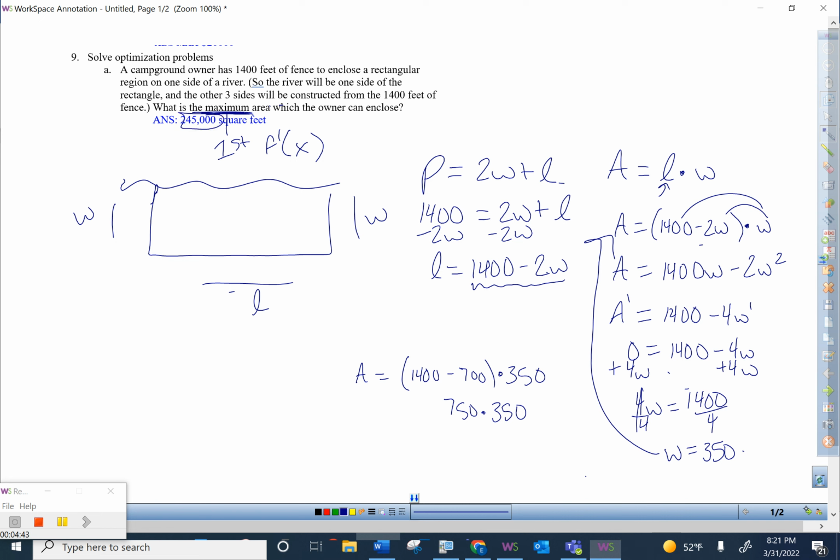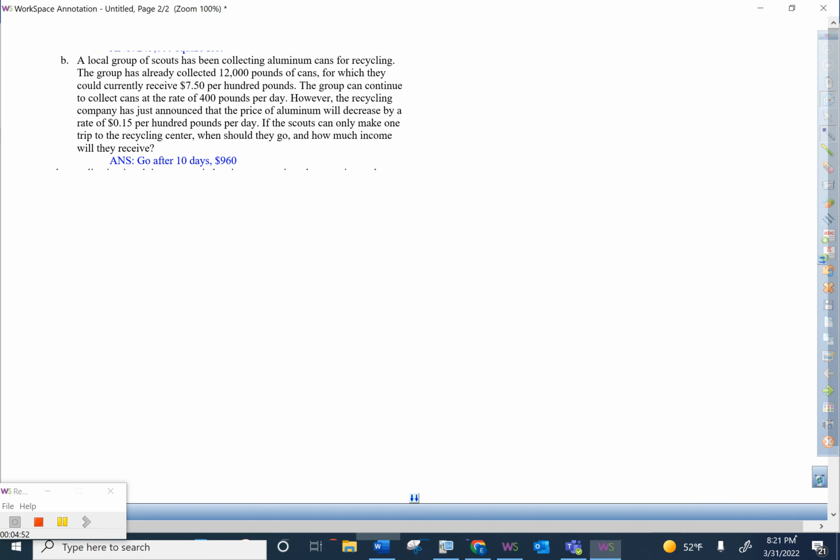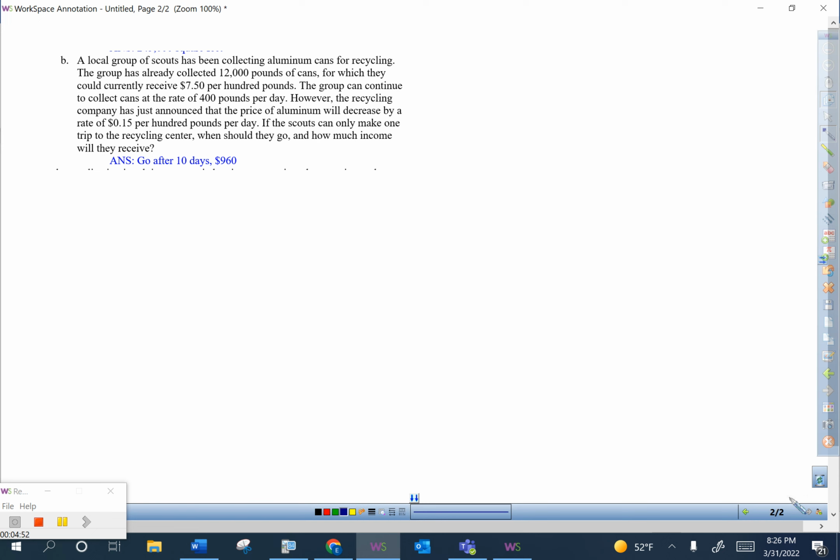Okay, let's try another optimization problem. This one, it's not a geometry problem. It's dealing with revenue. So we're looking at income here. It says a local group of scouts are collecting aluminum cans for recycling, and it has 1,200 pounds of cans already, and currently their rate for that is $7.50 per 100 pounds.